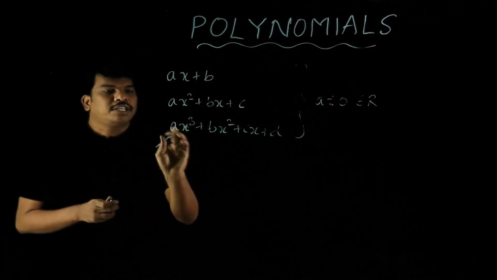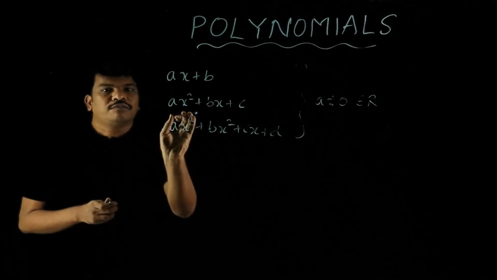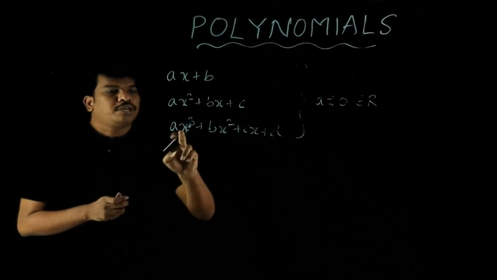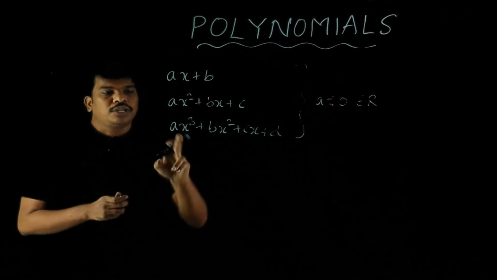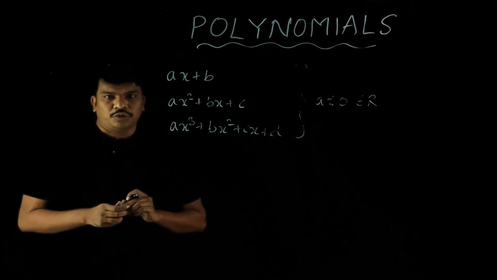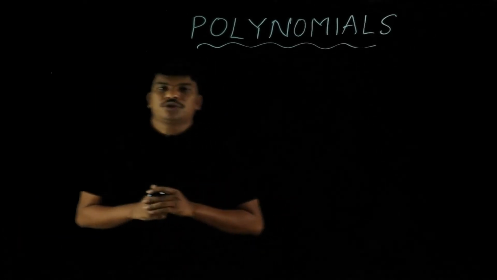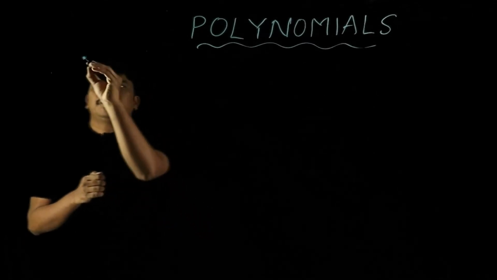In the cubic equation, if a is equal to 0, then the whole term will become 0. Therefore, it will become a quadratic equation. So, a should not be equal to 0. Now, we discuss the value of a polynomial.